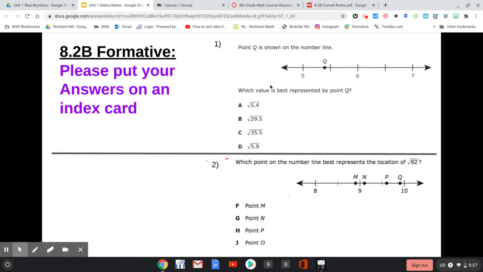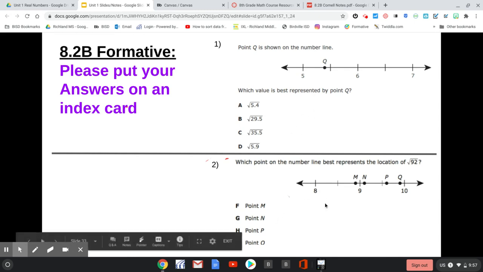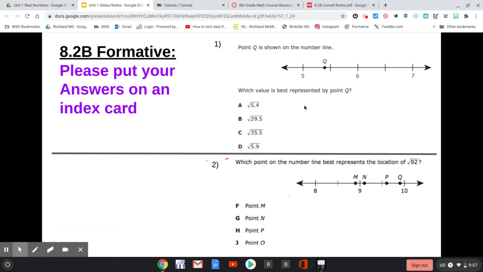Okay, if you were in the classroom, this would pop up and you would be turning this in, but obviously we're not in the classroom yet. So let's do this together. Point Q is shown on the number line. Which value best represents that? You would need to do the square root of each one of these 4 numbers and figure out which one is between 5 and 5.5. I'll do this one down here. You do this one on your own.